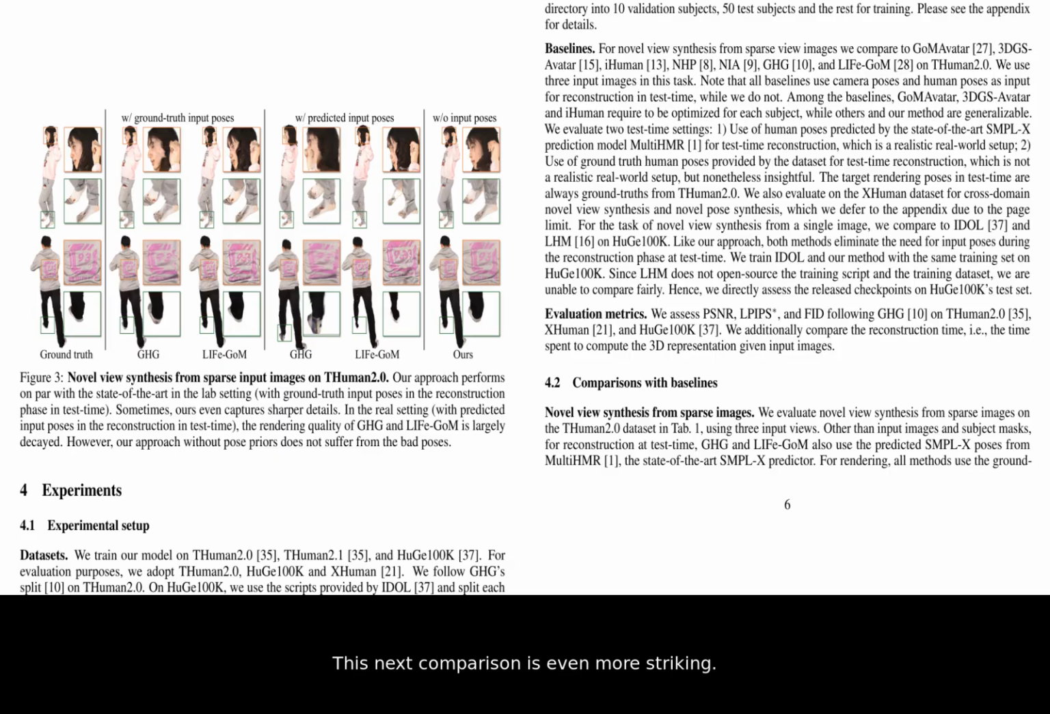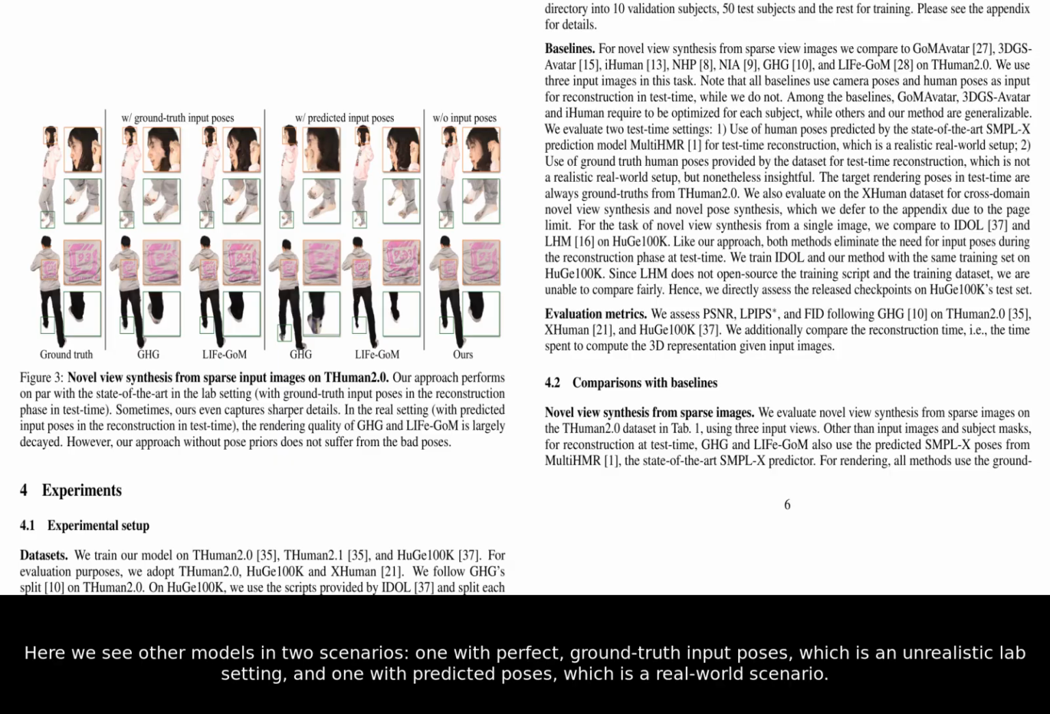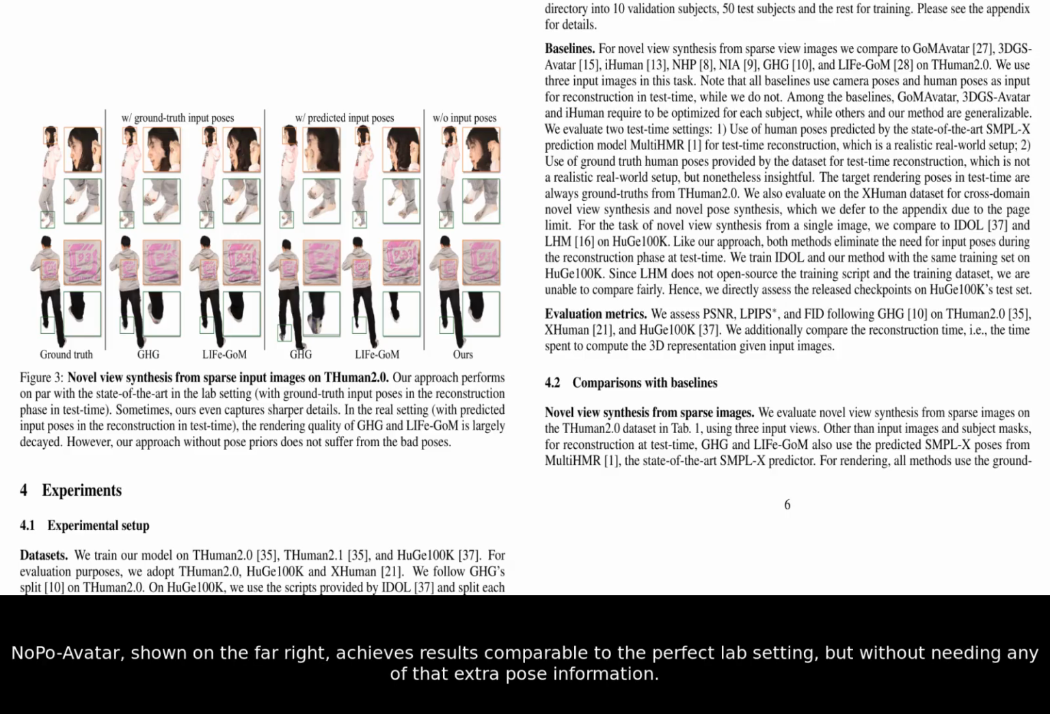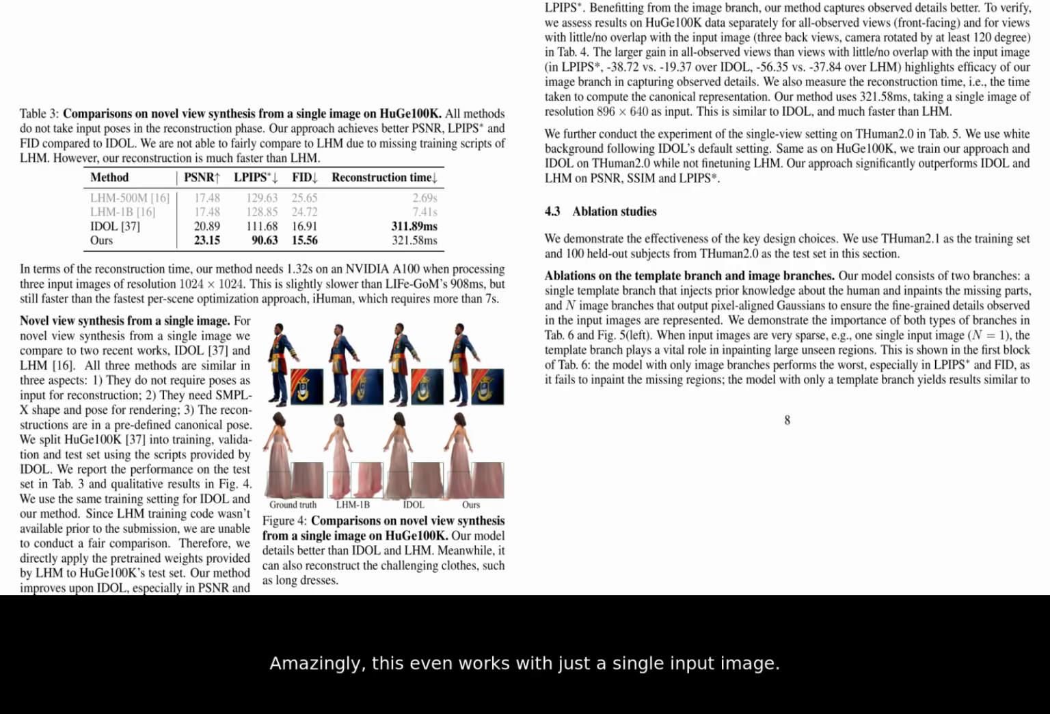This next comparison is even more striking. Here we see other models in two scenarios, one with perfect, ground-truth input poses, which is an unrealistic lab setting, and one with predicted poses, which is a real-world scenario. While the other methods look okay in the lab setting, their quality degrades massively in the real-world one. NoPo-Avatar, shown on the far right, achieves results comparable to the perfect lab setting, but without needing any of that extra pose information. Amazingly, this even works with just a single input image.